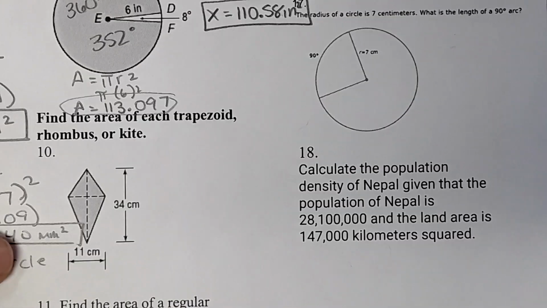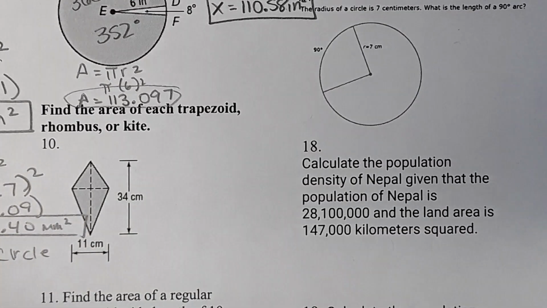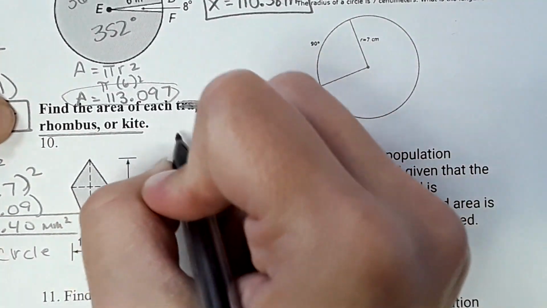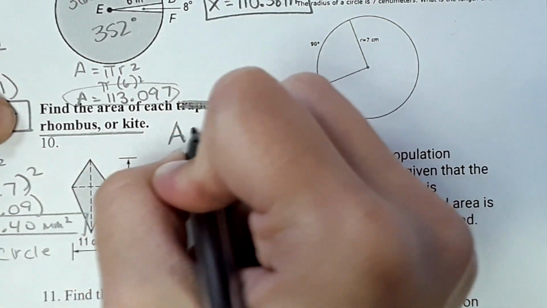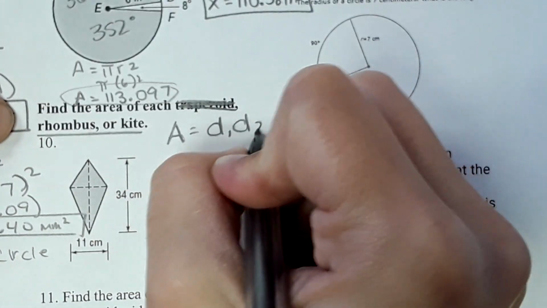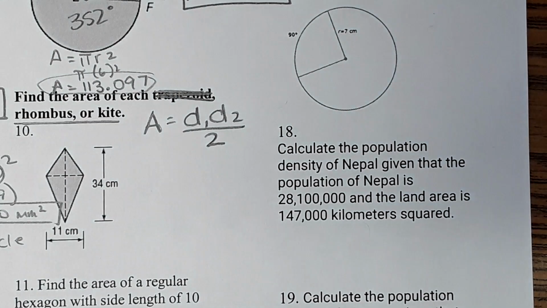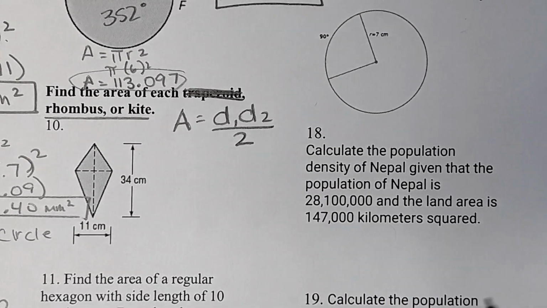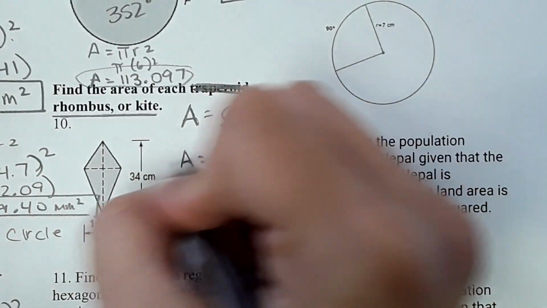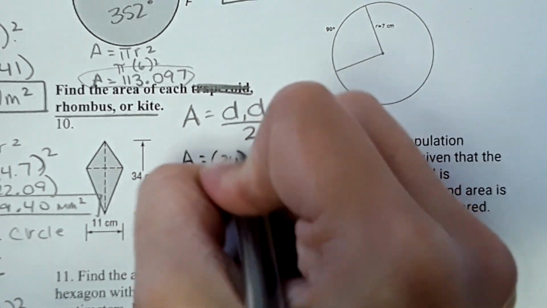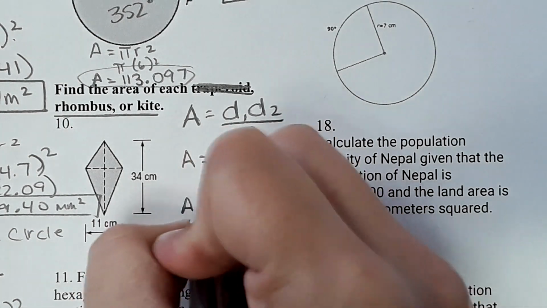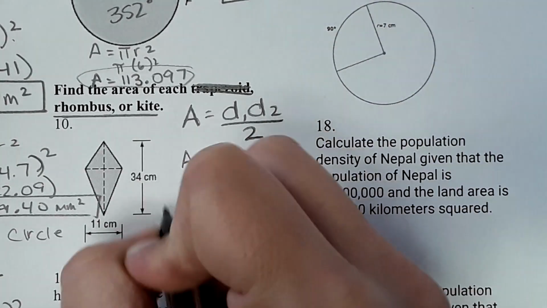So number 10, area of a rhombus or kite, specifically not trapezoid, we didn't cover that in this chapter, but rhombus or kite. And the equation for the area of a rhombus or kite is diagonal 1 times diagonal 2 divided by 2. Now that equation actually isn't on the reference sheet, so that's one that you just have to have memorized. Okay, then to solve it, diagonal 1 times diagonal 2, 34 times 11, and then we'll divide by 2. Comes out to this.